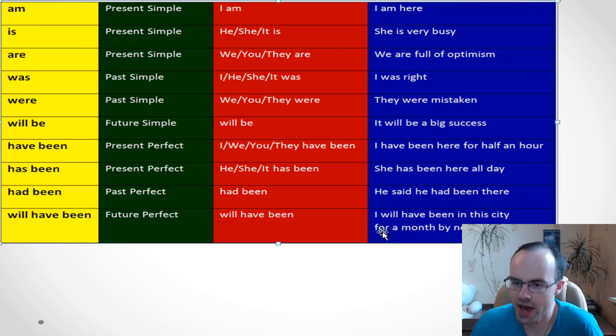Okay, so if we didn't have these expressions, we could say I will be in the city. Right, we could use future simple, or we could use the short form I'll be in the city. But if we have "for" and "by", there is only one possible option. We need to use future perfect. I will have been in the city for a month by next week.